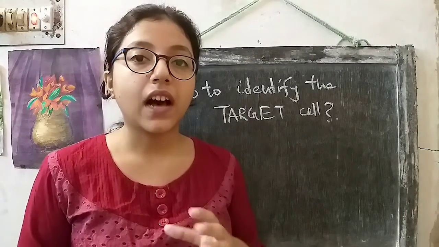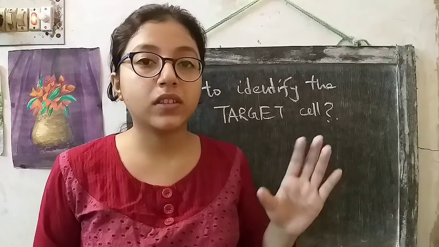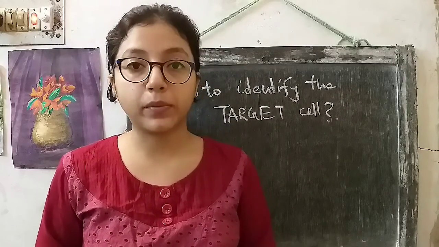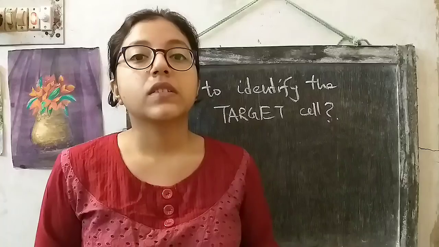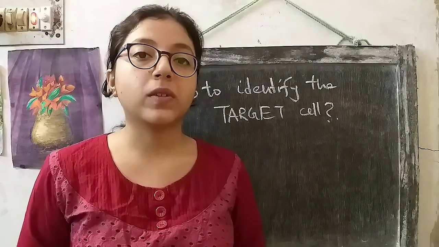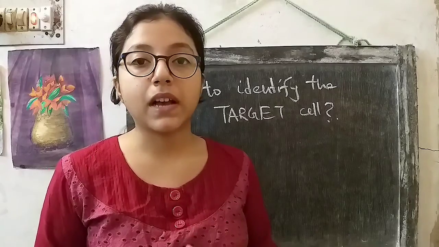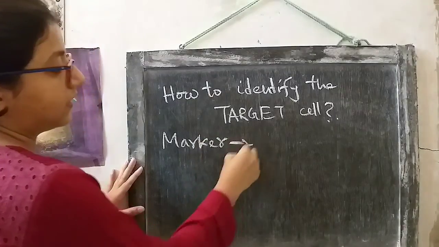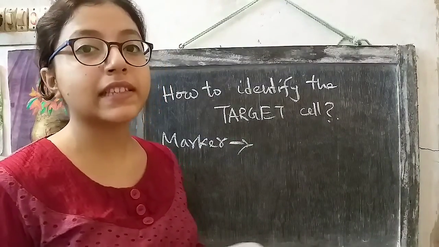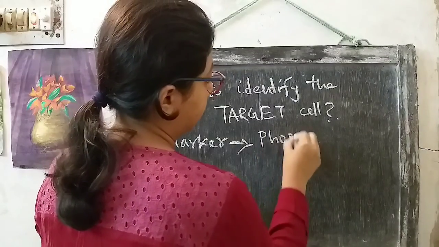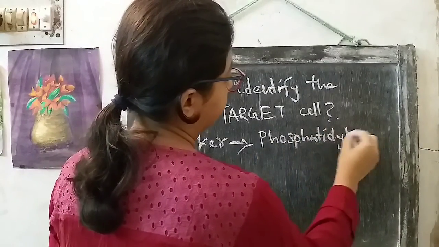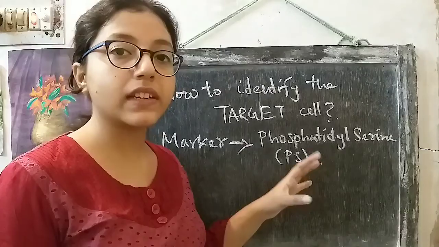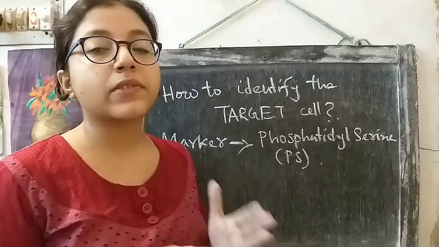Now the question is how the body detects the abnormal cell or the target cell, and how it is differentiated from the normal cell. Why are normal cells not killed by apoptosis? There must be a marker of apoptosis. So what is the marker? The marker of apoptosis is a lipid that is present in the plasma membrane. The name of the marker is phosphatidylserine. This phosphatidylserine differentiates a normal cell from an apoptotic cell.